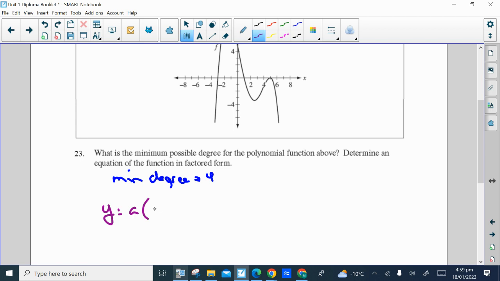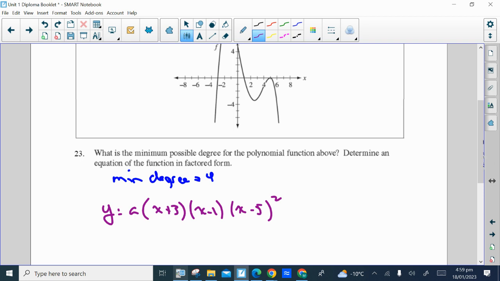Because negative 3 is an x-intercept, x plus 3 is a factor. Because positive 1 is an x-intercept, x minus 1 is a factor. And because positive 5 is an x-intercept, x minus 5 is a factor, but that one has to be squared. Because again, the graph bounces off the x-axis. So that's a multiplicity of 2.